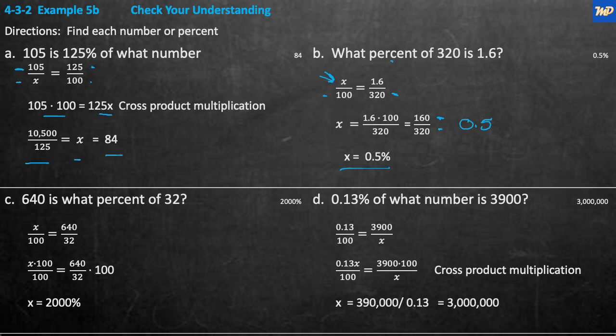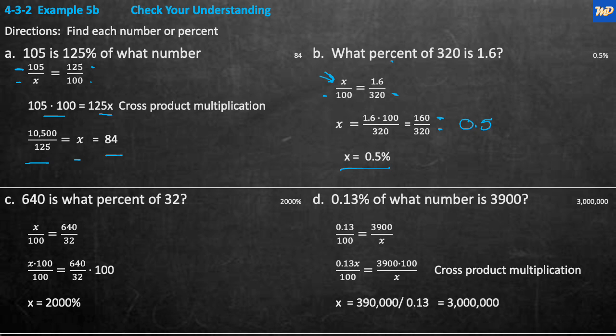0.5 is 5%. Okay, so no, not 5%, excuse me. It's 0.5%. I'm sorry, 0.5%. Okay.